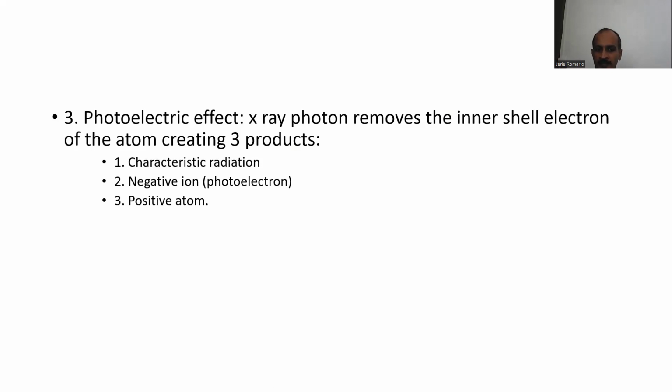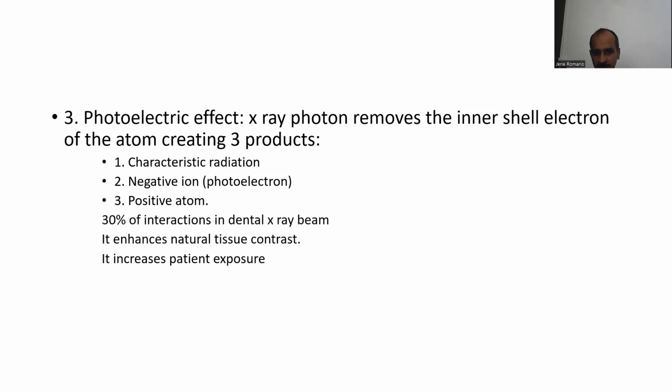One is characteristic radiation. That is because an L shell electron jumps into the K shell to correct the void. During jumping from L shell to K shell, the excess energy will be released as one X-ray. That is called characteristic radiation. Then there is a negative ion and a positive atom, because one electron goes out, and this electron that has gone out is called a negative ion and the atom becomes positively charged.